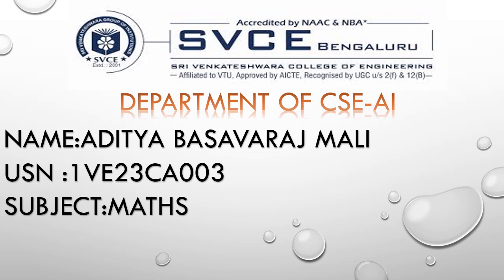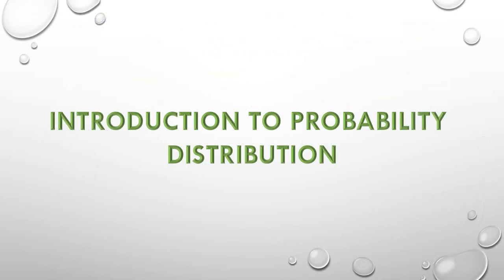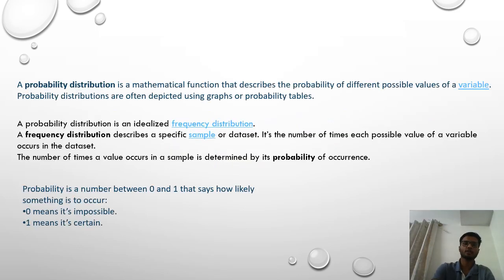Today we are going to discuss Introduction to Probability Distribution. A probability distribution is a mathematical function that describes the probability of the different possible values of a variable. Probability distributions are often depicted using graphs or probability tables. A probability distribution is an idealized frequency distribution.